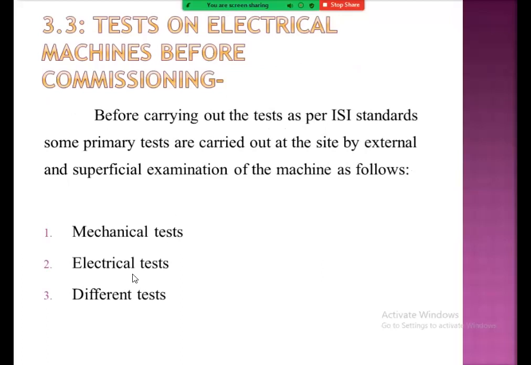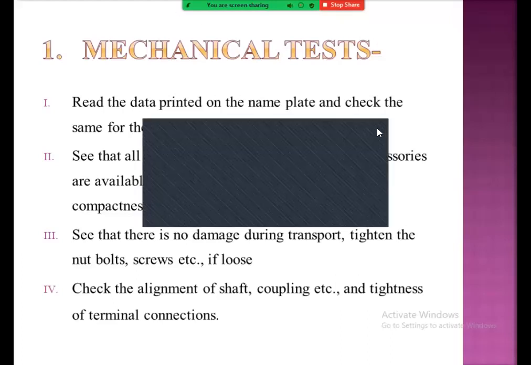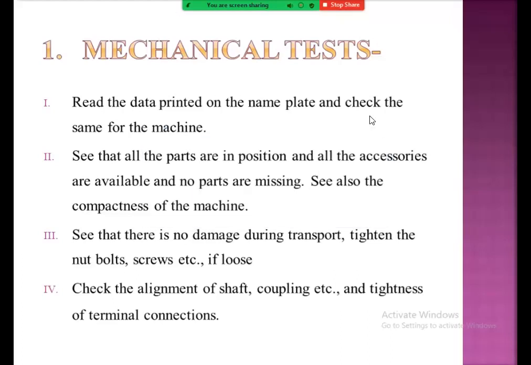So in the mechanical test, you have to check the printed data on the nameplate as per the design. You have to check whether that printed data is correct or not. Then you have to see that all the parts are in the correct position, and all the accessories and fittings are available or not. See also whether the compactness of the machine is as per the design or not. Then see that there is no damage during transport.